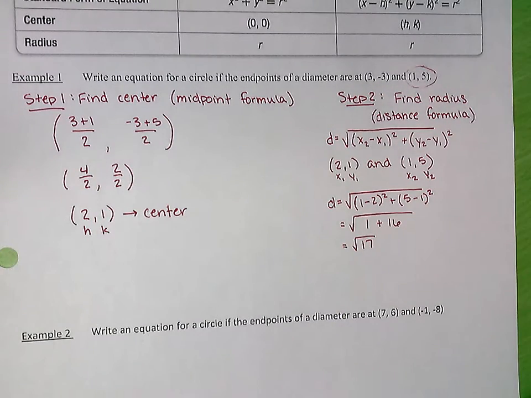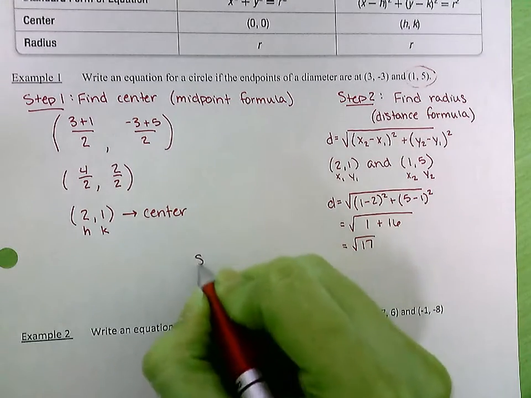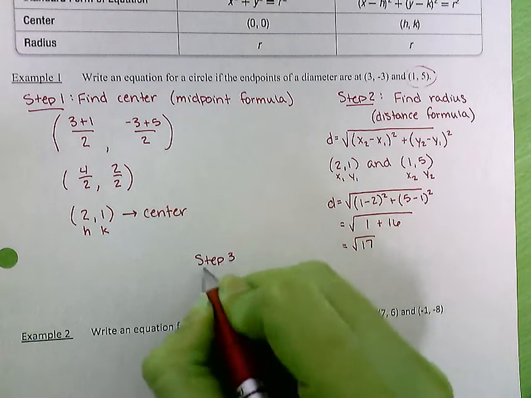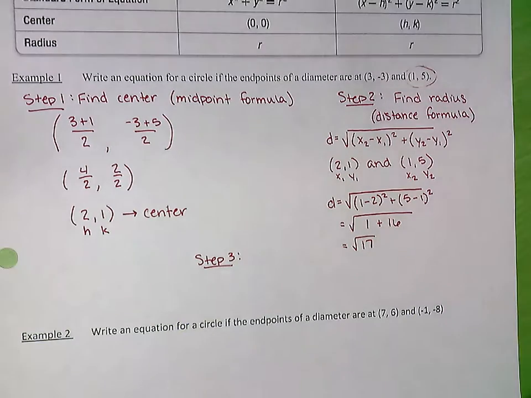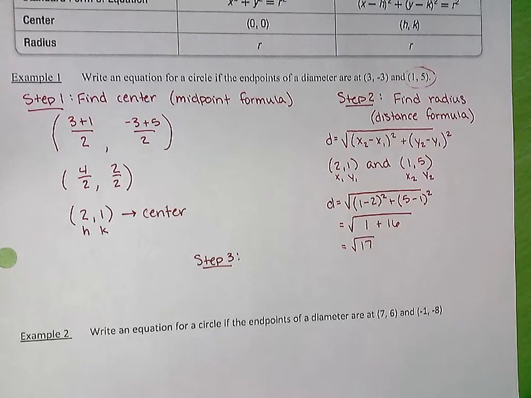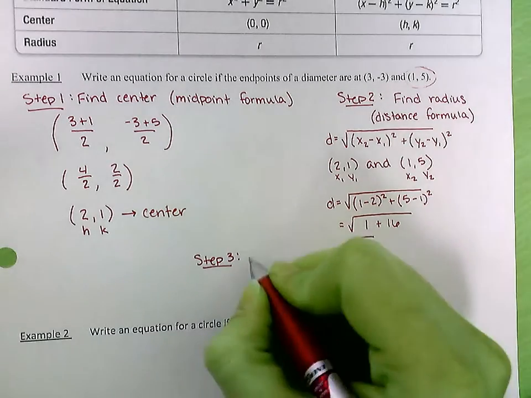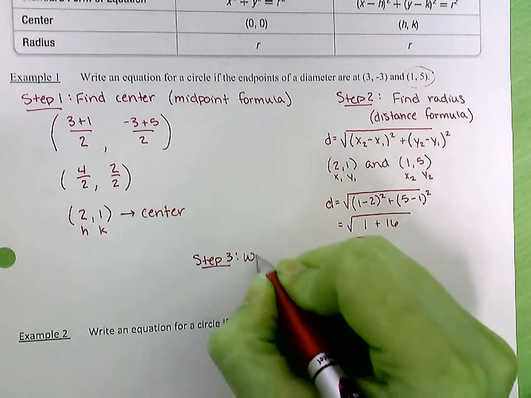Now again, just like yesterday, I'm going to leave that in radical form. Okay, so don't plug it into your calculator and get a decimal. Just leave it like that. Okay, and then step 3, last step. You need to write the equation of the circle.